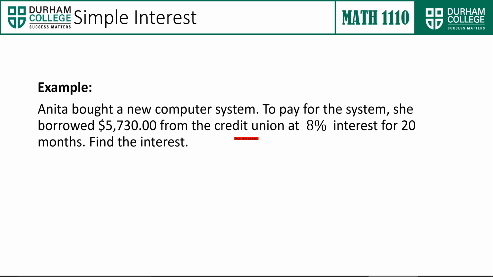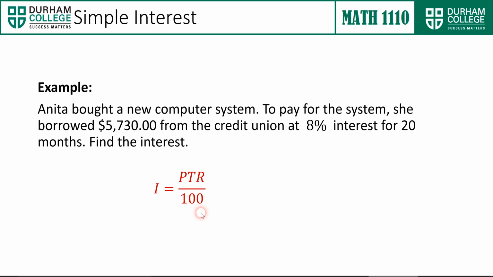So for example, Anita bought a new computer system, and to pay for the system, she borrowed 5730. So we have been given the amount from the credit union at 8%. So we have been given the rate in percentage, okay, and interest for 20 months. So yeah, it's in months, and we remember we need it in terms of years. Okay, so we need to convert these two units and then just simply multiply them together, because we're just simplifying the interest, so we don't really need to manipulate the equation.